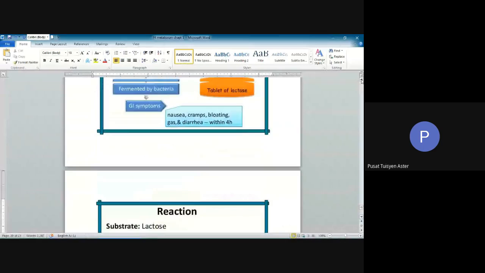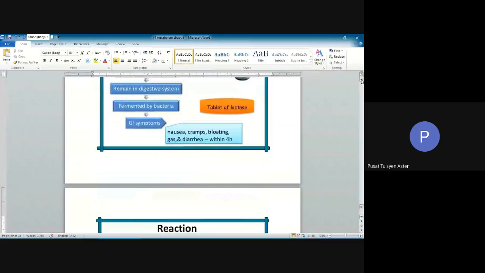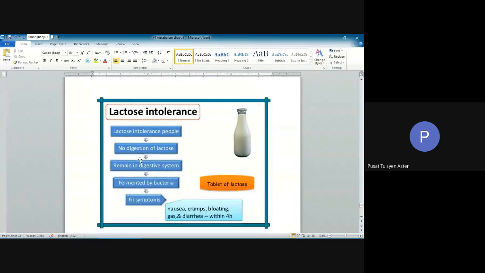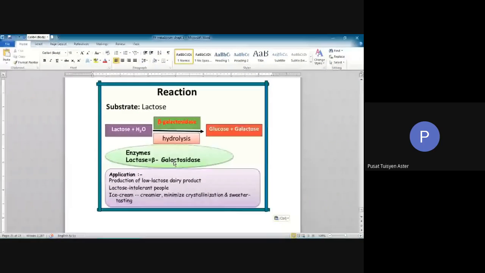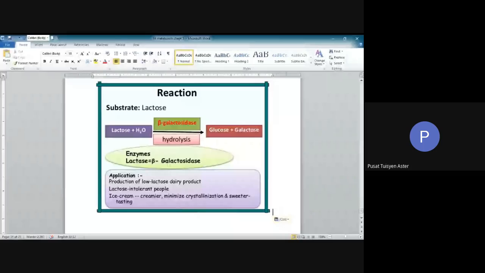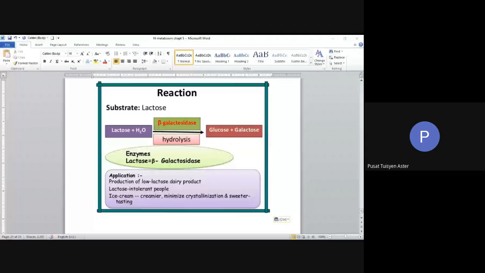If you drink too much milk, lactose intolerant people are unable to digest the lactose sugar in their body. It remains in the digestive system. It is fermented by bacteria in your stomach. Lepas tu, you akan dapat symptoms seperti rasa nak muntah, cramps, bloating. Then you have gas and diarrhea, for 4 hours like that. That's why some people don't consume cheese material, milk material. Sebab dia tak dapat digest by their body, ended up pula fermented by the microorganisms or bacteria in their body. So this is what happens when you do not understand your body and you consume too much milk.